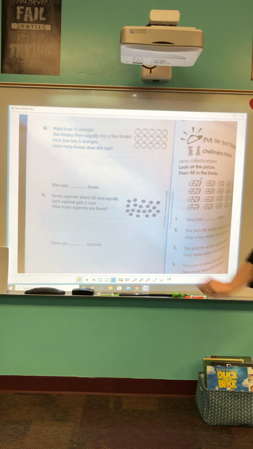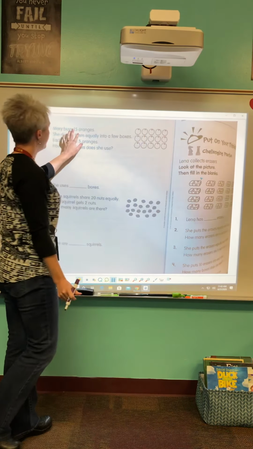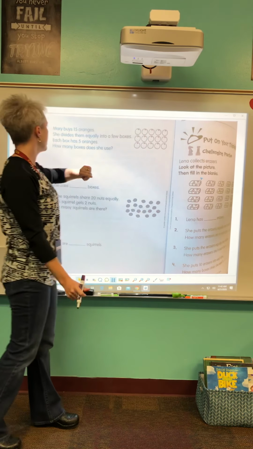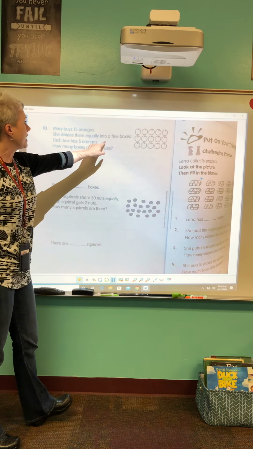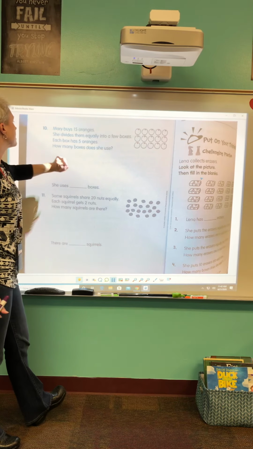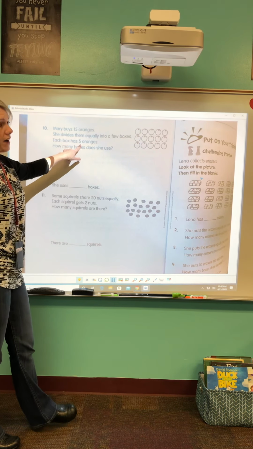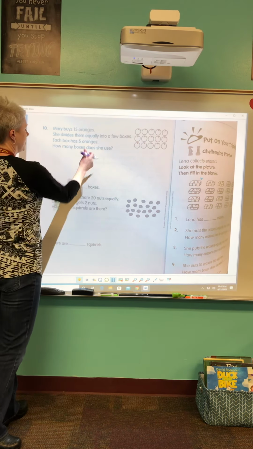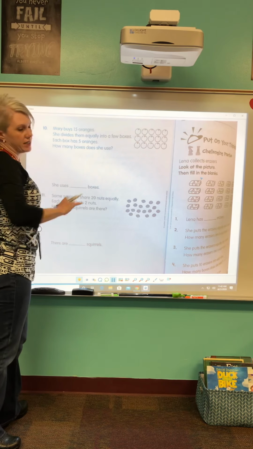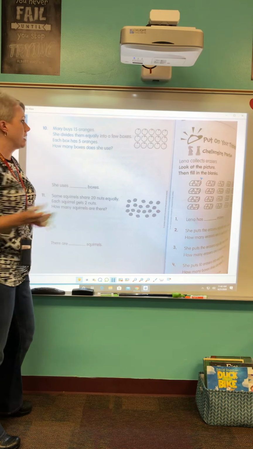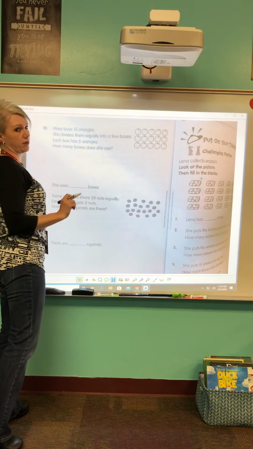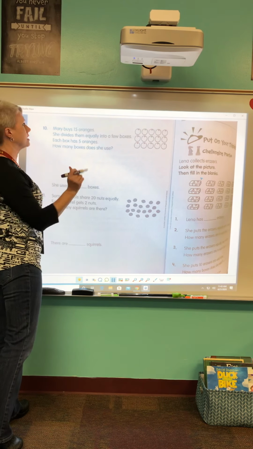All right. This says Mary buys 15 oranges, and there are our oranges. She divides them equally into a few boxes. Each box has 5 oranges. How many boxes does she need? This is the same thing we've been doing. They just threw an extra line in there. Okay, don't let them confuse you with their extra sentences.